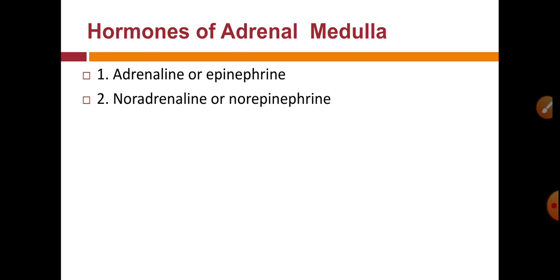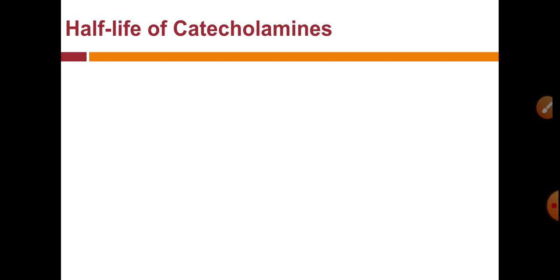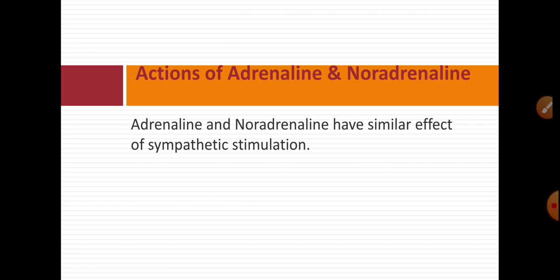Let us see the hormones which are secreted from adrenal medulla. There are three hormones or neurotransmitters secreted from adrenal medulla. First one is adrenaline, also called epinephrine. Second one is noradrenaline, also called norepinephrine, and third one is dopamine. These all three are neurotransmitters or hormones secreted from adrenal medulla. About their half-life, the half-life of these catecholamines or medulla hormones is only 2 minutes. Then we have seen actions of adrenaline and noradrenaline.